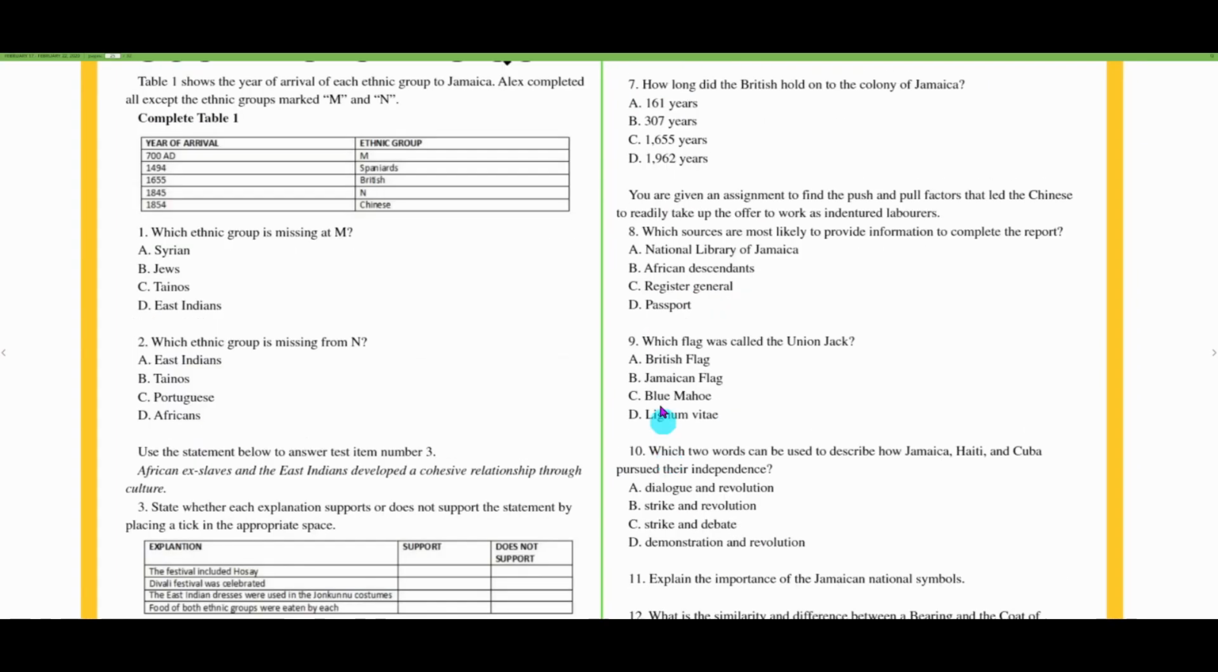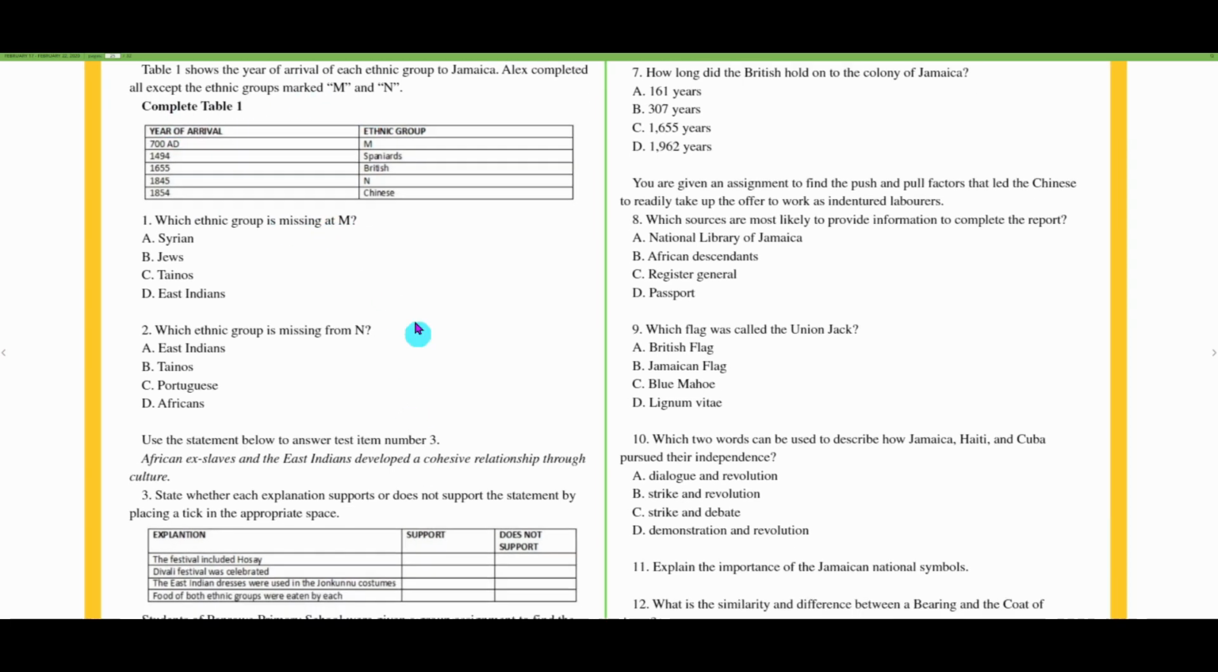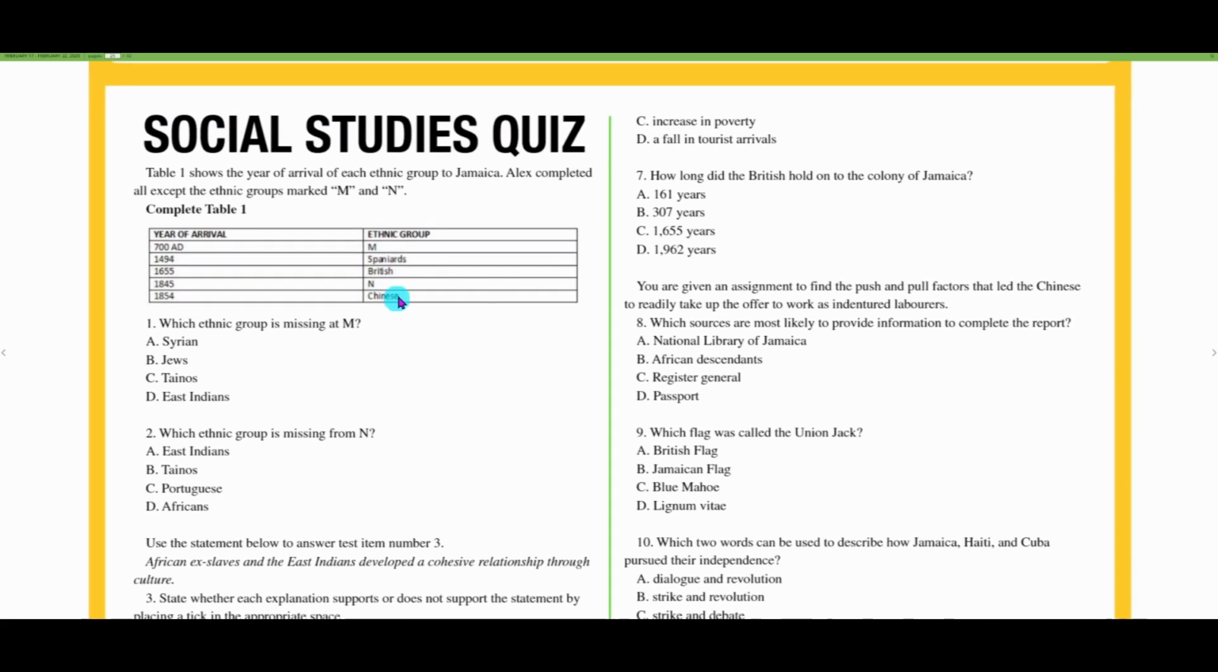All right. So in this episode, we were looking at a social studies quiz, and it's important for us to note the topics. So we have the ethnic groups for the first couple questions. We have the push and pull factors for them coming here. How different nations in the Caribbean got their independence. Who were the colonizers, the importance of national symbols, the coat of arms, and so on. Take the time to review those topics so that you can be as ready for any test as is possible.